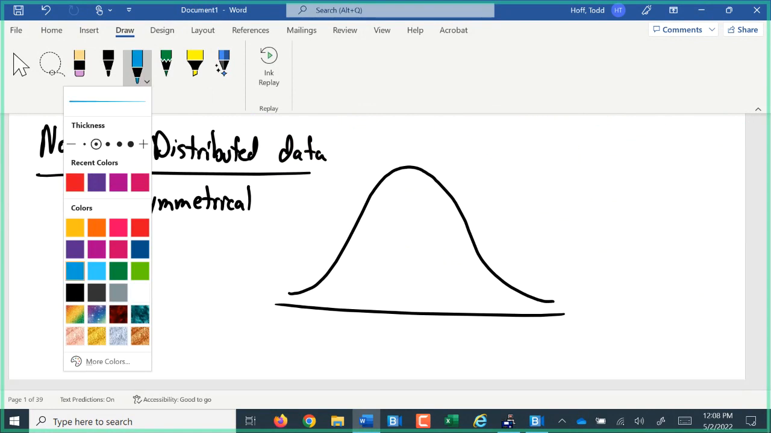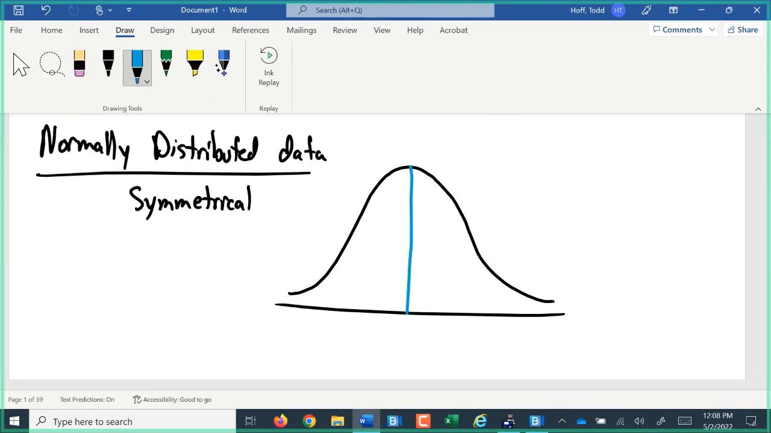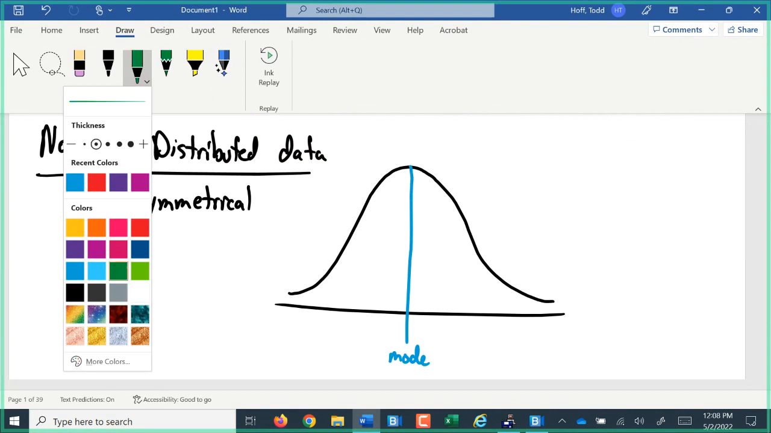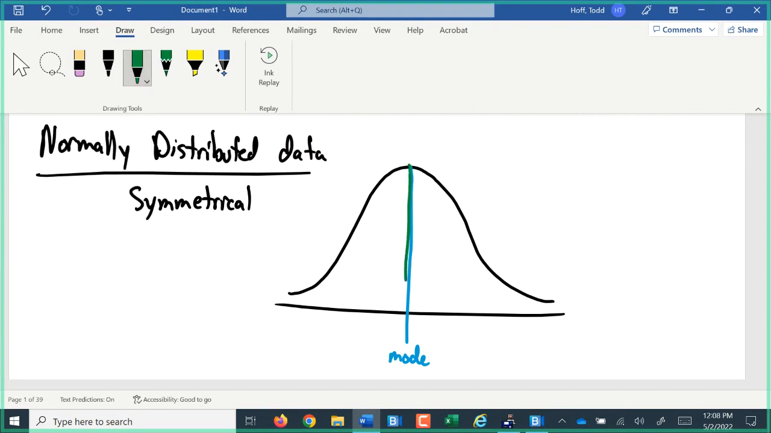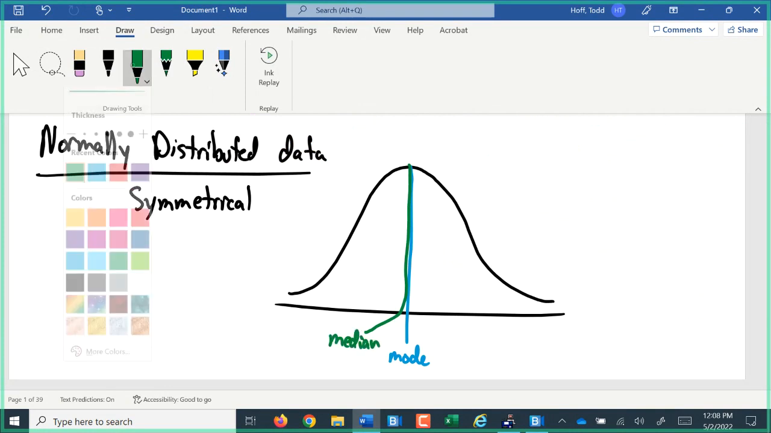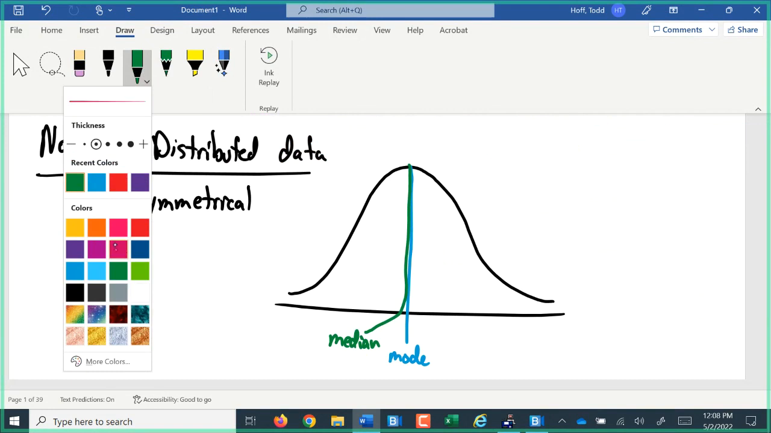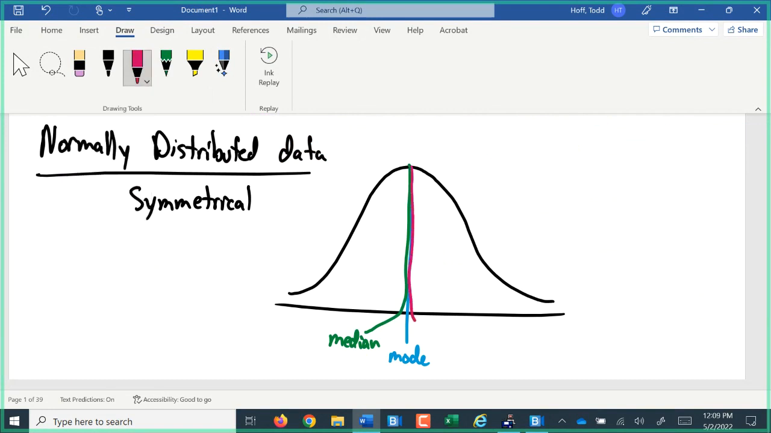The mode is the most common data value. So that'd be the highest point of the curve right there. That's the mode. Well, the median is the middle value. Well, since this is symmetrical, that's right there in the middle as well. The median is in the center. And finally, the mean, well, since again it's symmetrical, every small value balances out every large value, the mean is also in the center. If our data is perfectly normally distributed, the mode, the median, and the mean are all the same value.